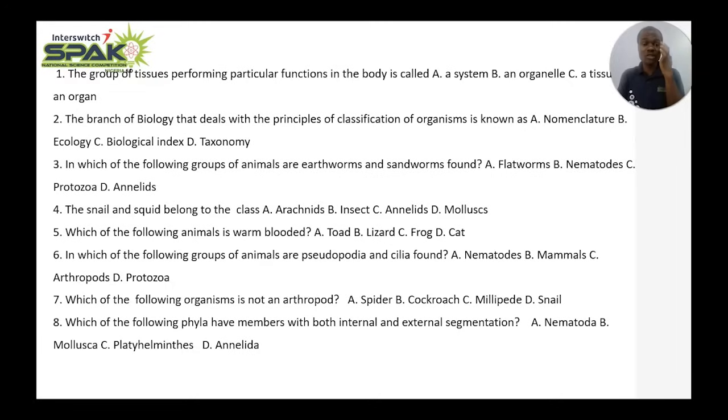Question 8. Which of the following phyla have members with both internal and external segmentation? We have Nematoda, Mollusca, Platyhelminthes, Annelida. Internal and external segmentation are found among the annelids. Platyhelminthes are soft, they are flatworms. Nematodes are worms.